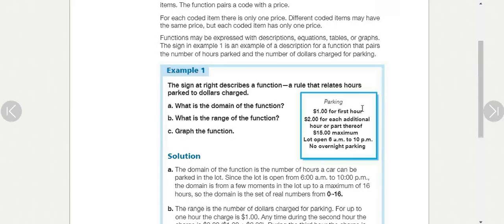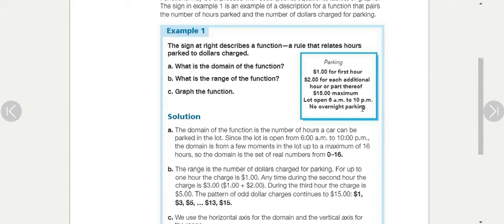That's not allowed. Now in example 1, the sign at the right describes a function, a rule, that relates hours parked to dollars charged. For the first hour, you pay $1. Every hour after that is $2 per hour. You'll never pay more than $15. It's open from 6 to 10. There's nothing overnight. So what is the domain?